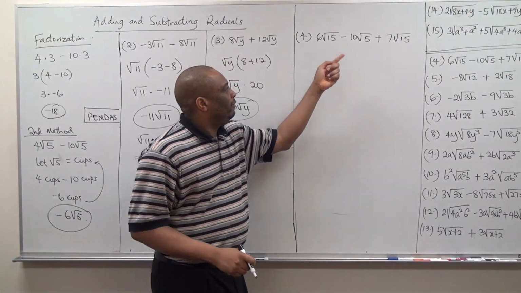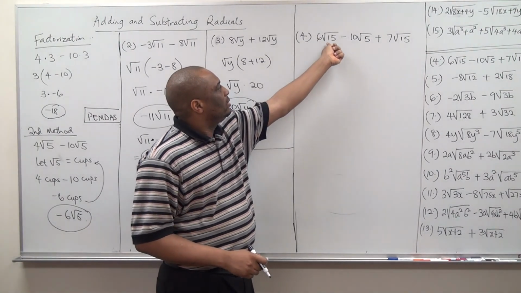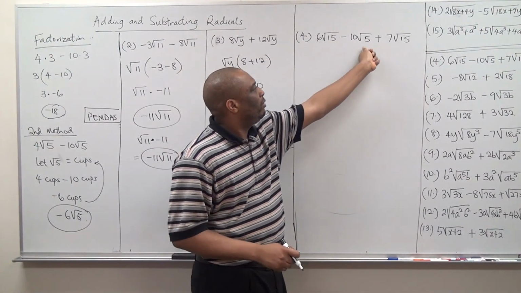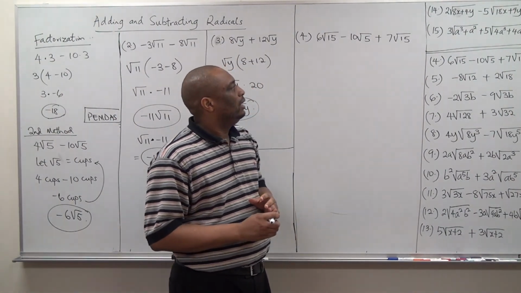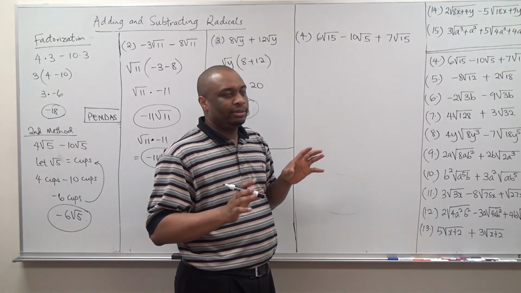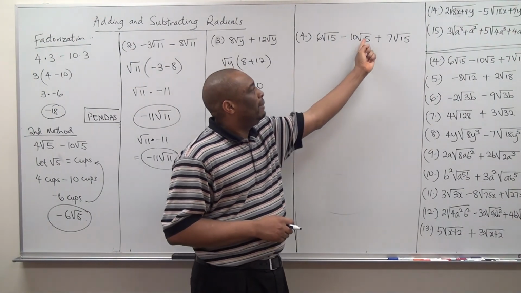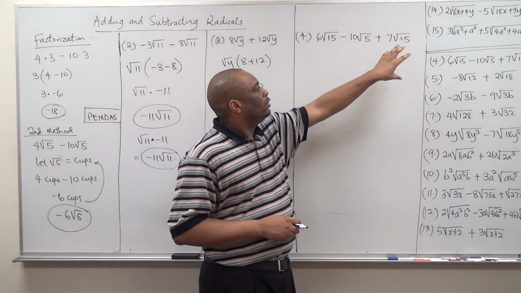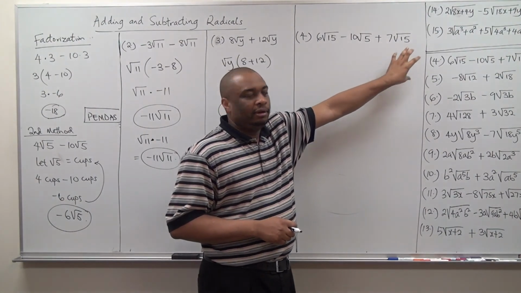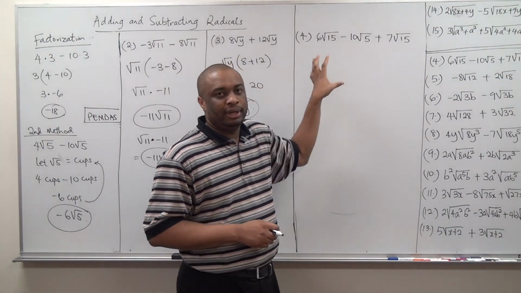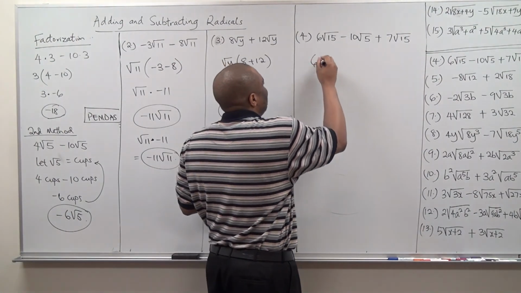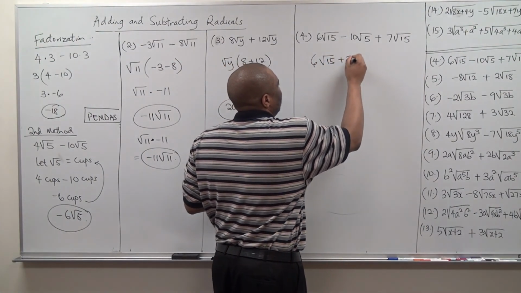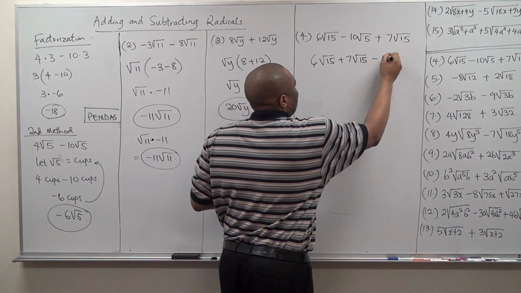That is for this. Now, for question number 4, we see that this is square root of 15, this is square root of 5, and this is square root of 15. So, in this case, they are not the same radicals. This is square root of 15, but this is square root of 5. So, let us first of all get the like radicals together. And this will give us 6 square root of 15 plus 7 square root of 15 minus 10 square root of 5.